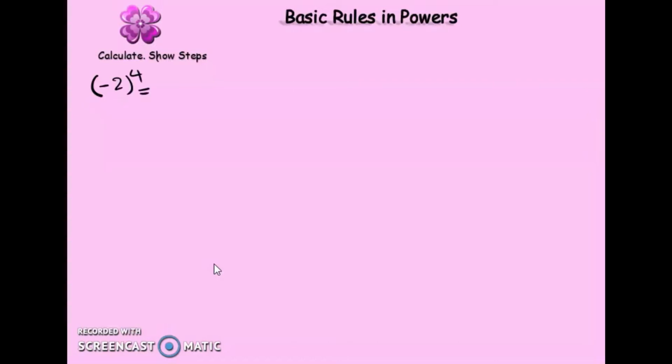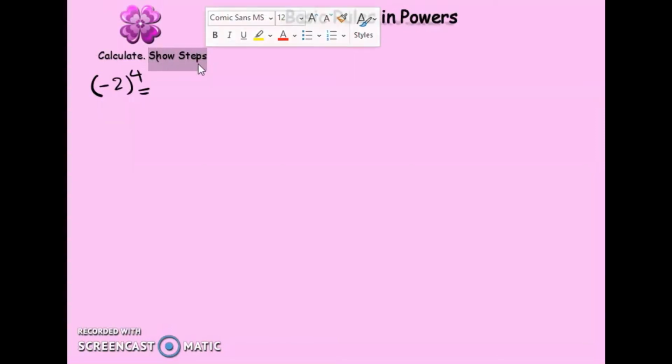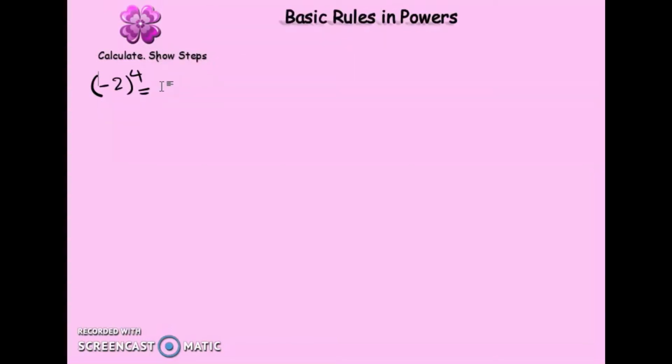If you're lucky and it just says calculate, you're okay. You can use your calculator if you have permission, and just calculate this value. But if your teacher or the final exam says show steps, and you don't show your steps, you will lose close to 25% of your grade.